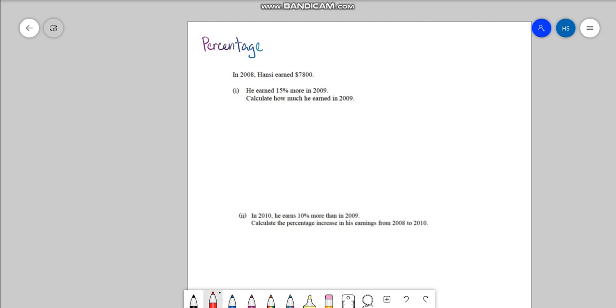Okay, so very simple. This 7,800 is the original value. Okay, so original value always stands for 100%. He earned 15% more, means the value gained by 15%. Okay, so the total in the end you should have 115%. So to find this value, you just use the original value, which is 7,800 times 115 over 100.